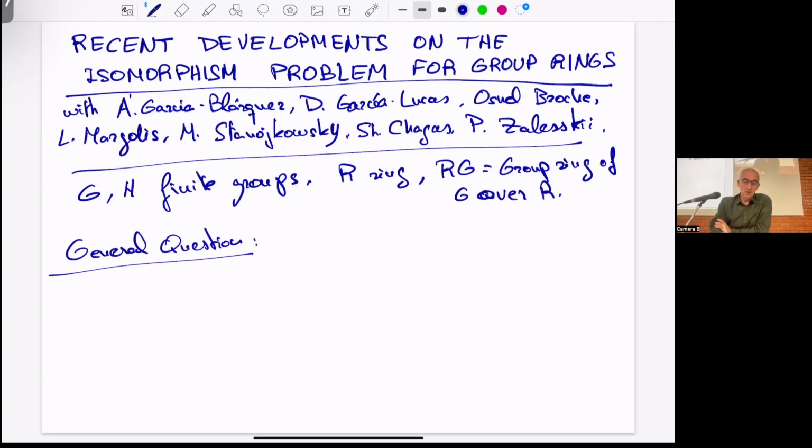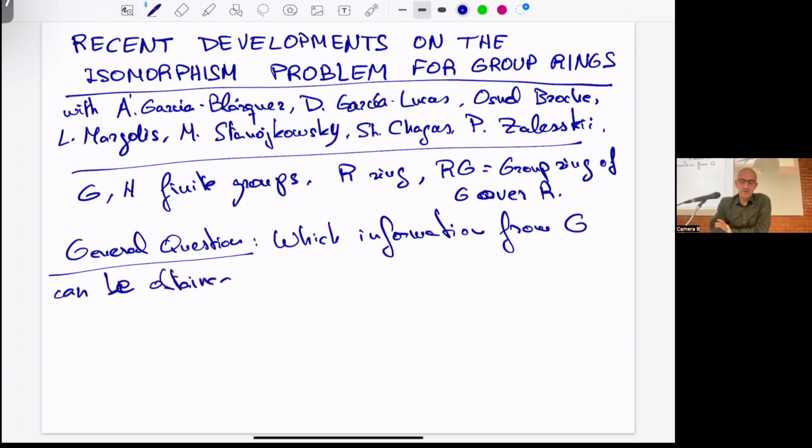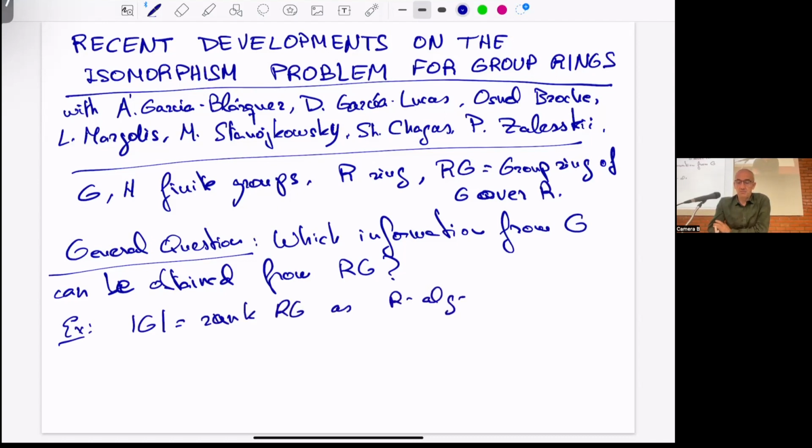which information about G can be obtained or derived from RG. Here RG is considered as an R-algebra. For example, something simple: the cardinality of the group is simply the rank of the group algebra as an R-algebra. So this is an obvious piece of information that can be obtained from the group algebra, but it is very little information. The maximum that you want to obtain is the group itself.